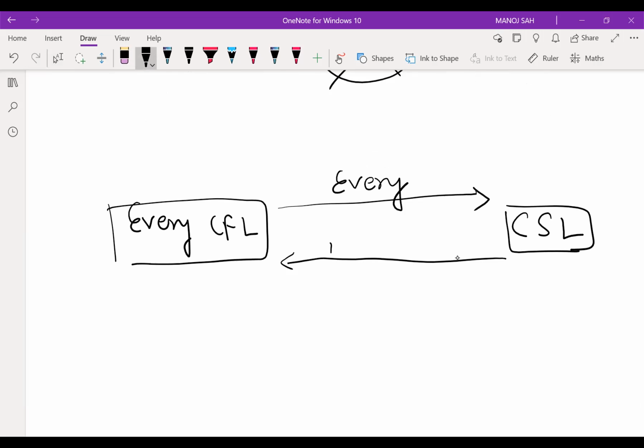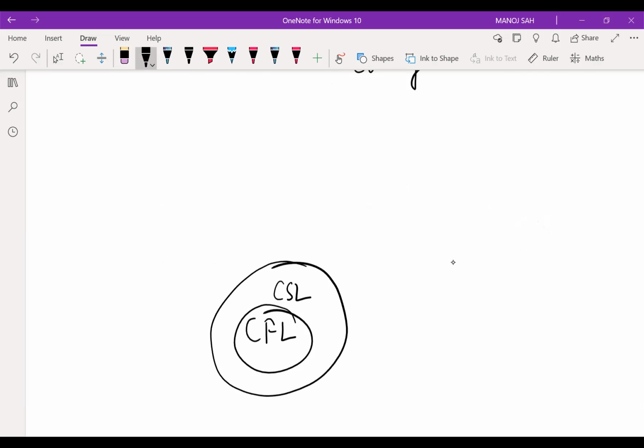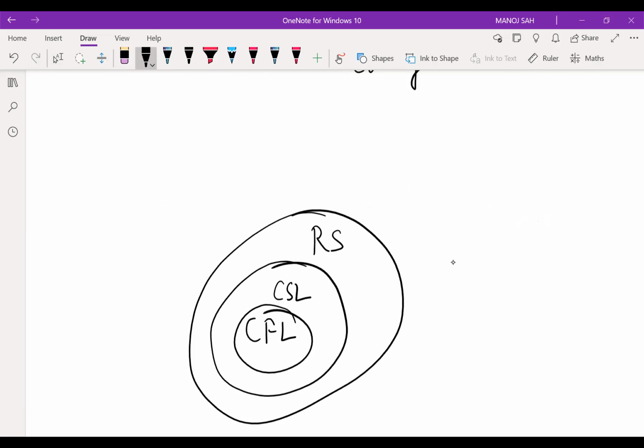You just see here, need not every. So we can draw the diagram here also for that: CFL, then CSL, then RS, and then RES.